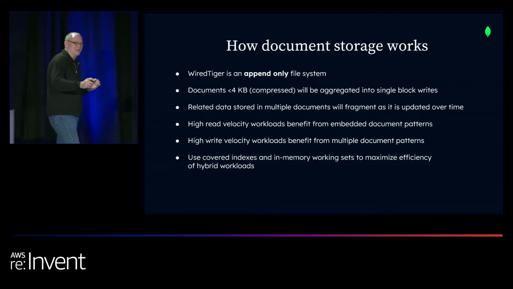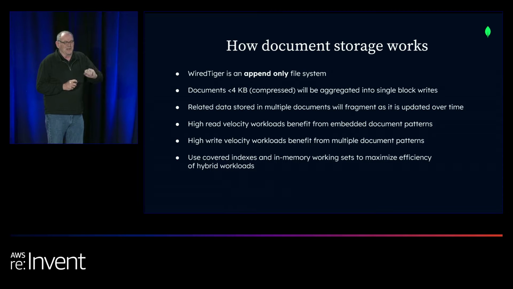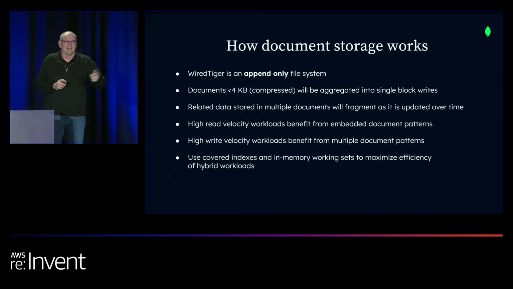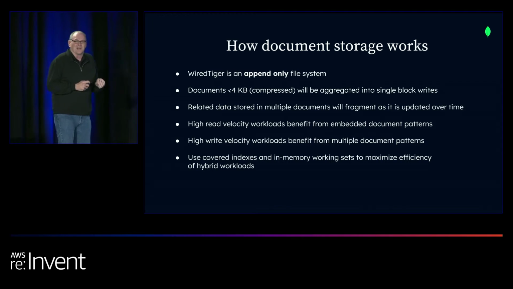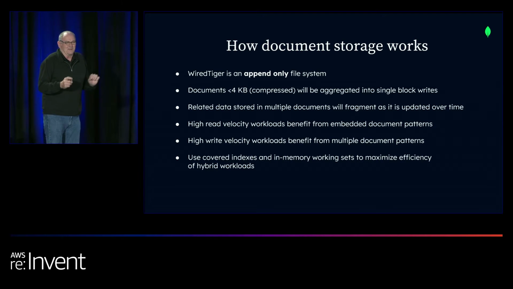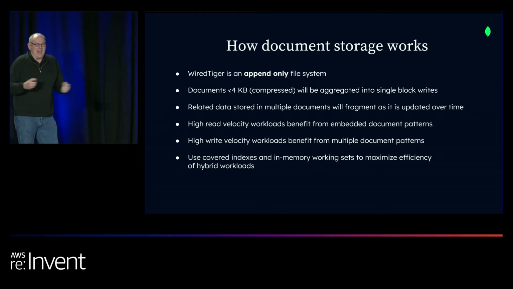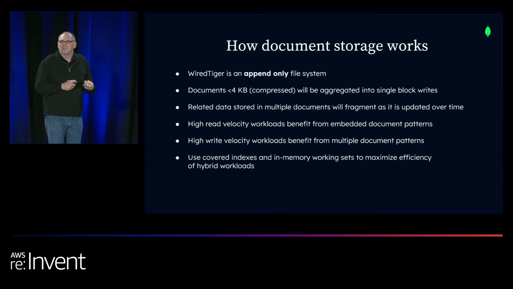And what it comes down to is that in document store, like in MongoDB, we use WiredTiger as a document storage engine. It's an append-only file system. What that means is documents don't really get updated where they are on disk. If I update the document, it's going to write it to a new location. It's going to update the index with the new pointer to that location. And documents, as I discussed, that are less than 4 kilobytes of compressed data are going to be aggregated into single block writes. So this means related data that's stored in multiple documents is going to fragment over time.